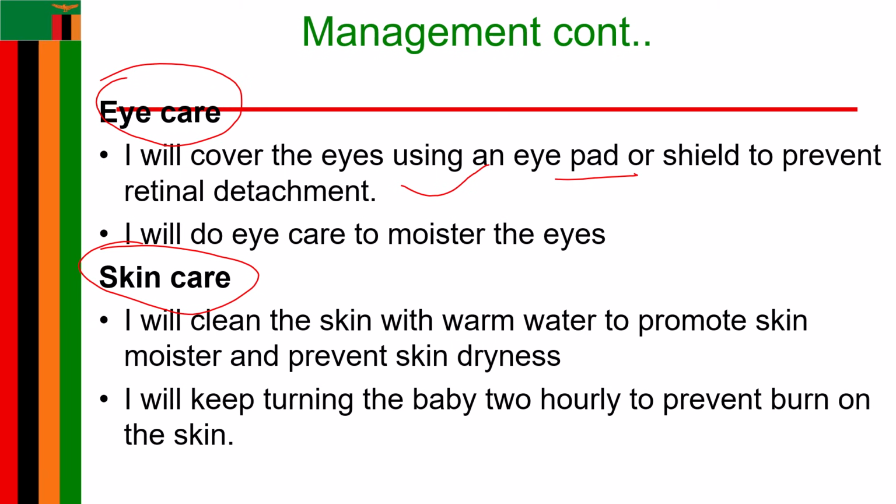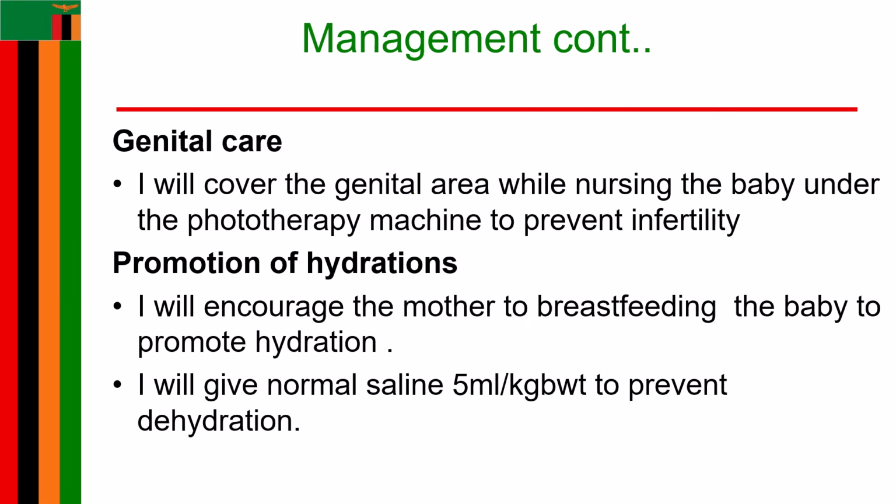Skin care, you talk about cleaning the skin with warm water to promote moisture of the skin and prevent skin dryness. You can talk about turning the baby too early to prevent burns of the skin. The other heading is genital care. You can talk about covering the genital area while nursing the baby under the phototherapy machine to prevent infertility. So genital care, you do both.